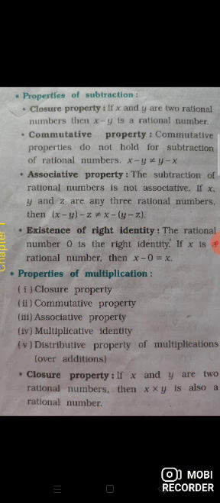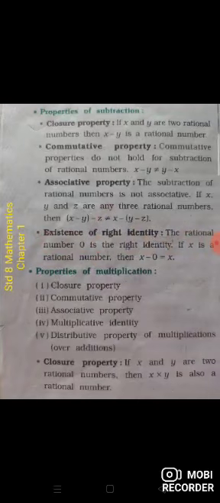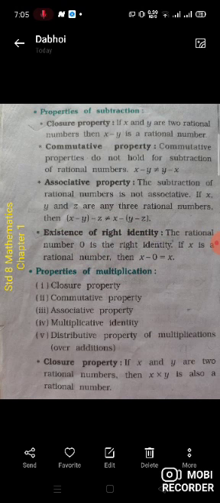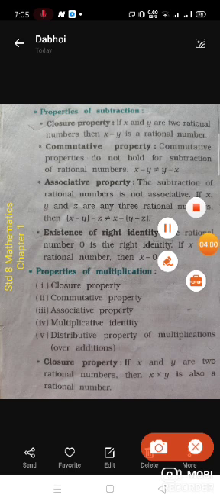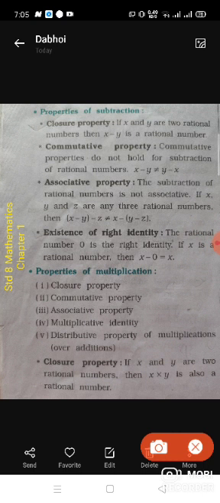Now we are going to see the existence of right identity. The rational number 0 is the right identity if x is a rational number. Dear friends, suppose the value of x is 5. So 5 minus 0 is equal to 5. Okay friends, so this is the existence of right identity.